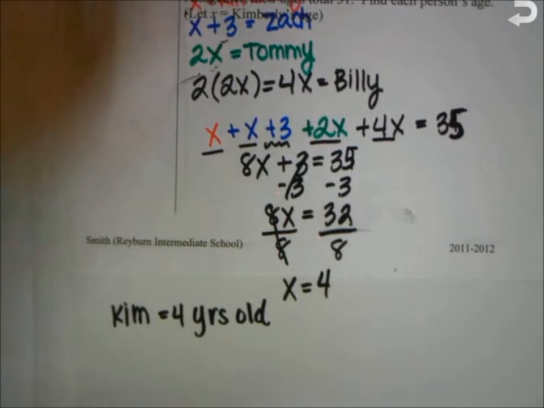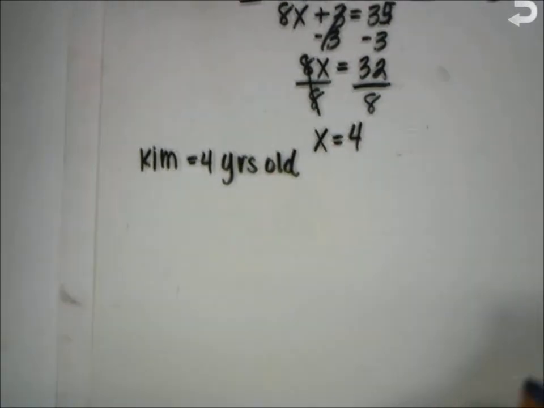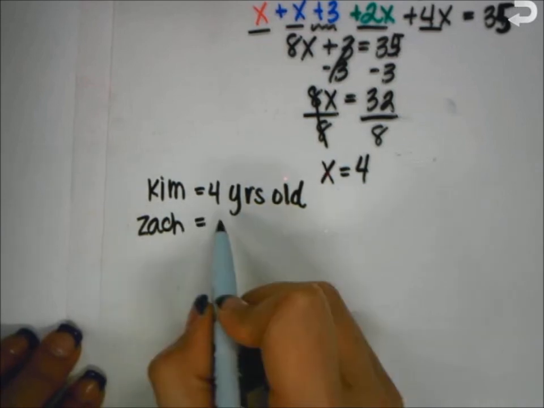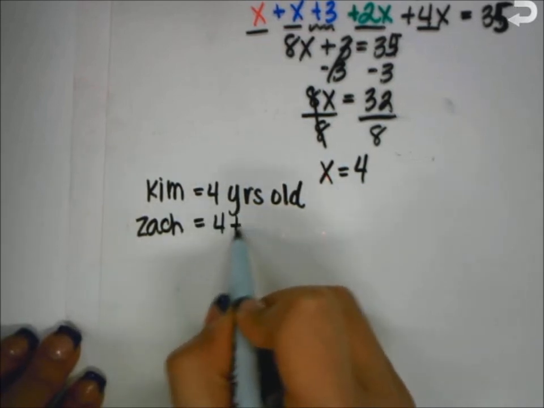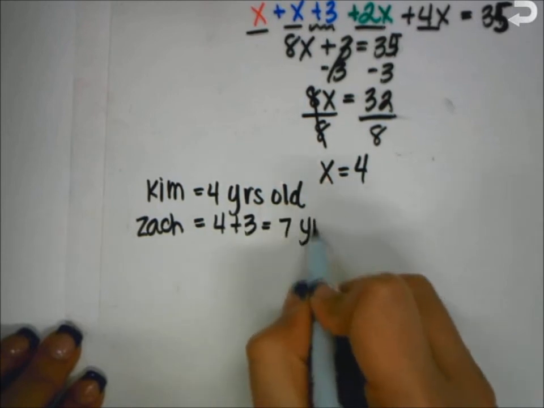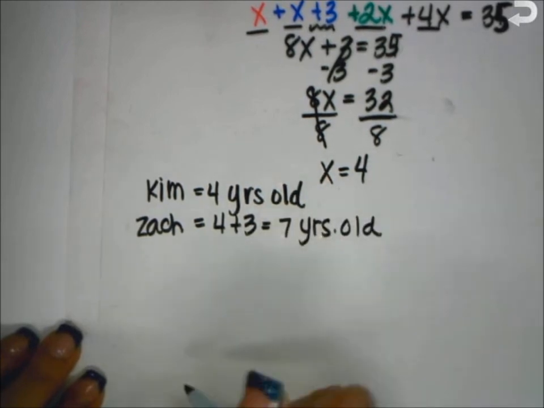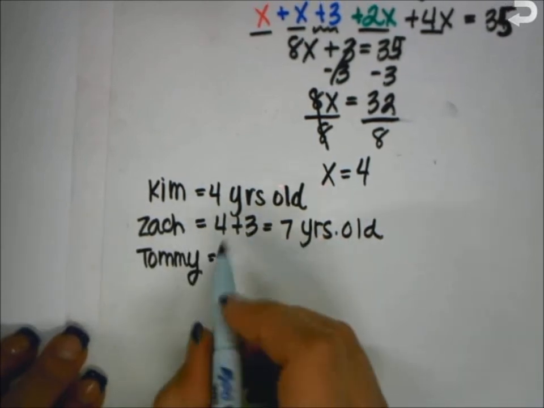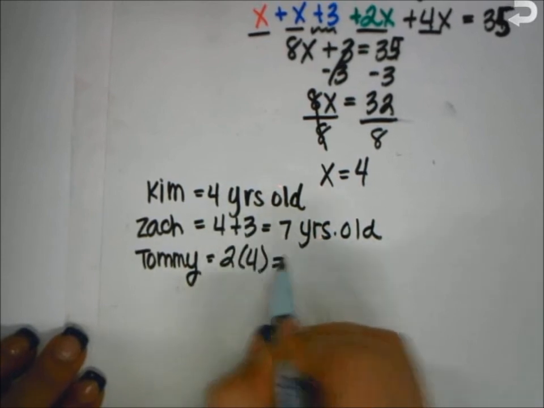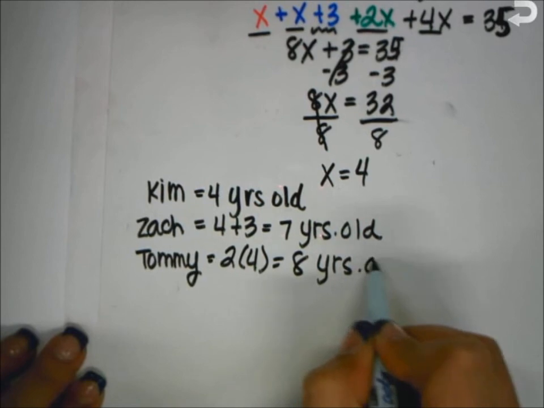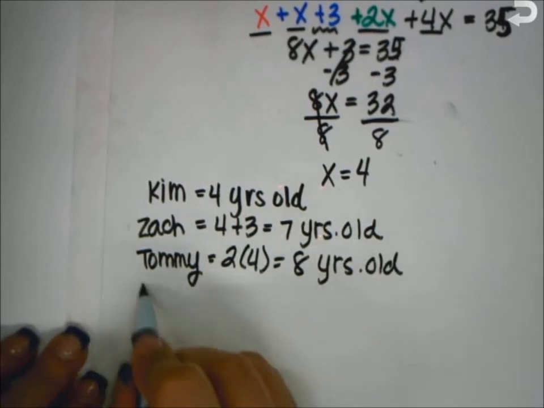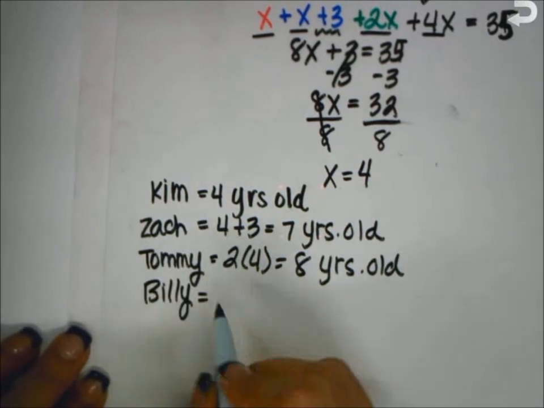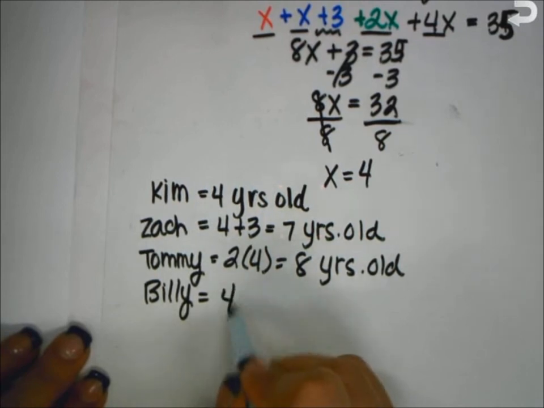So how old is Zach? 7. Zach was x plus 3, so 4 plus 3, which is 7 years old. Tommy was 2 times Kimberly's age, so 2 times 4, which is 8 years old. And Billy was 2 times Tommy's age, which was 4 times Kimberly's age, so that would be 4 times 4, which is 16 years old.